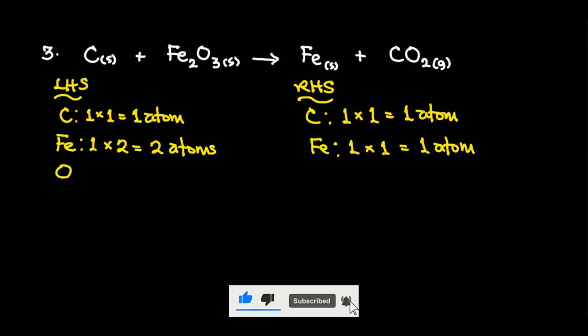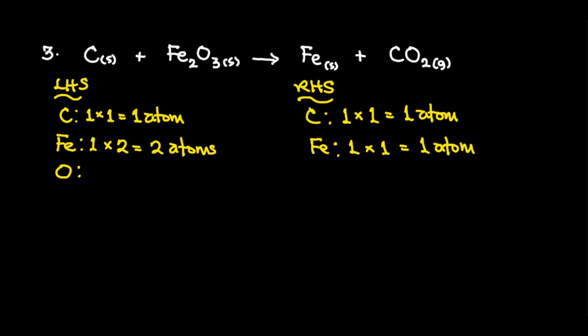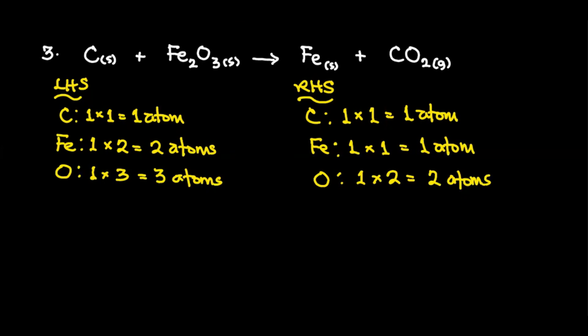Then oxygen. Oxygen on the left hand side is 1 times 3, which gives us what? 3 atoms. Okay. And oxygen on the right hand side is 1 times 2, which gives us 2 atoms. So we have some balancing to do for iron and what? Oxygen. Remember, we are told to balance with what? Coefficients and not subscript. That you're going to add numbers in front of the different what? Substances. We're also told to what? To balance the complex compounds first before balancing what? The molecular what? Elements last.